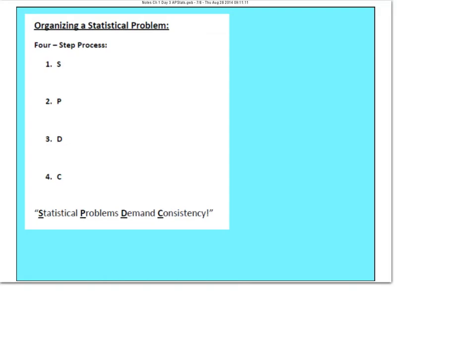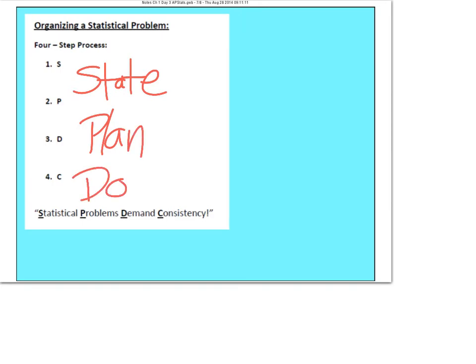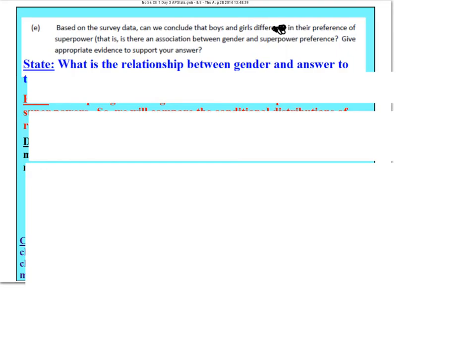So the 4-step process is you're going to state what's happening in the problem. You're going to come up with a plan. You're going to do your analysis, and you're going to make a conclusion. So it's state, plan, do, and conclude. You're going to hear this a lot, and let's do our first problem that uses this 4-step process. Let's go back to the superpowers. Based on our survey data, can we conclude that boys and girls differ in their preference of superpower? That is, is there an association? You're going to want to give supporting evidence.